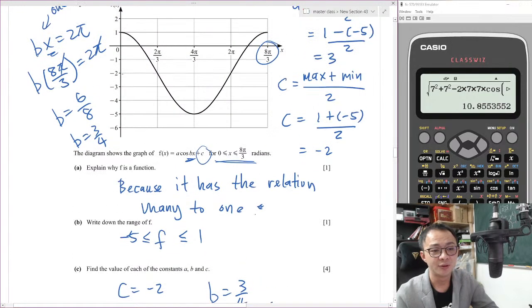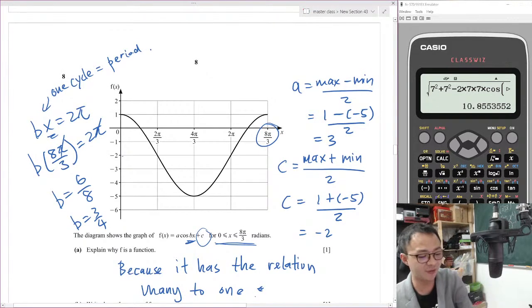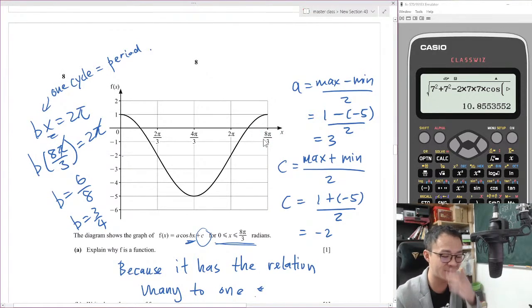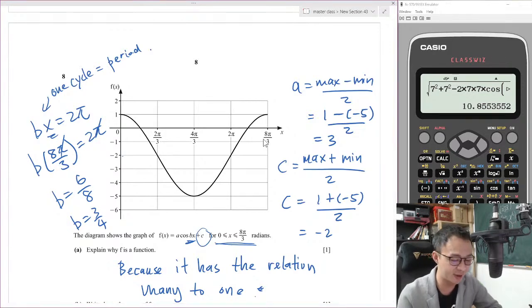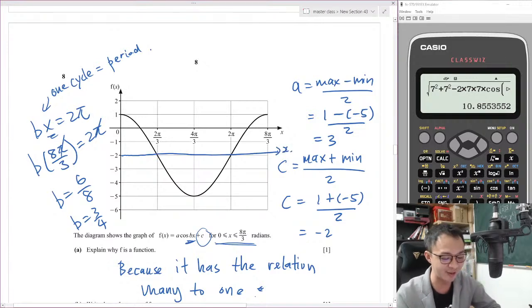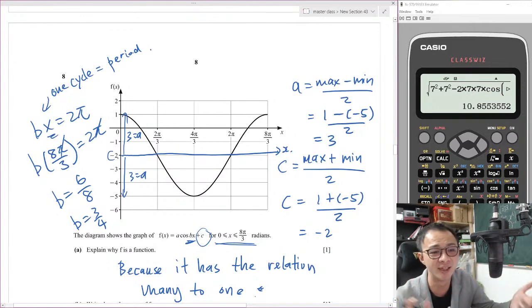You can just do it like this. Of course, if you want to use the manual way and not use any of these formulas, what you can do is, because from -5 to 1 your total is 6 units, you just divide by half. You should know your new middle line is here. Normally I call it the new x-axis. Your amplitude is from the middle line: move 3 units up, and move 3 units down. So the a value will be 3 here. So you can find a and c using the manual way without using the maximum and minimum.